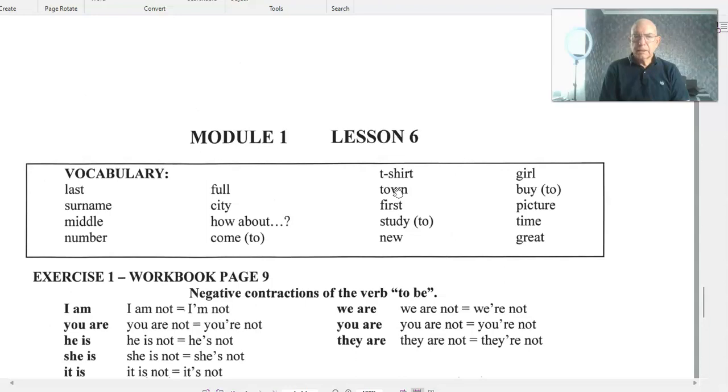So again, to kind of tie this together, in the third line is the word city, which I referred to. A city is typically thought of as a larger community. New York City.